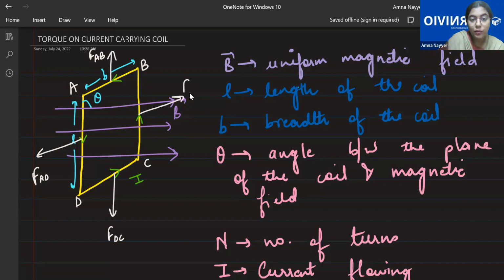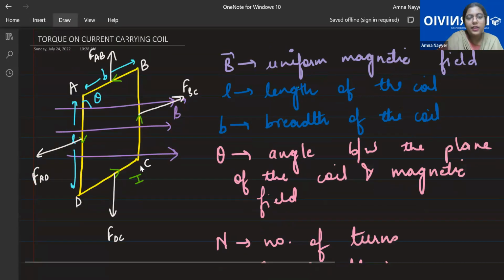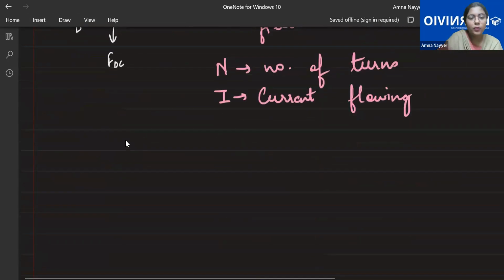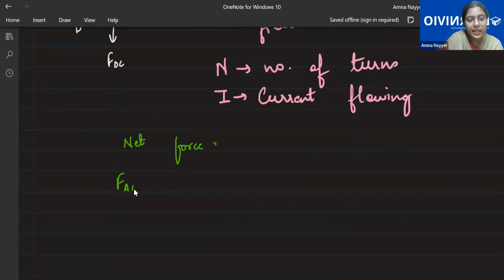And this shows one more fact that all the forces will cancel each other. Force will cancel the below force. FAD will cancel the FBC. So what do you get here? You will have the net force equal to FAB plus FBC plus FCD plus FDA is equal to 0, because this will cancel this, this will cancel this.